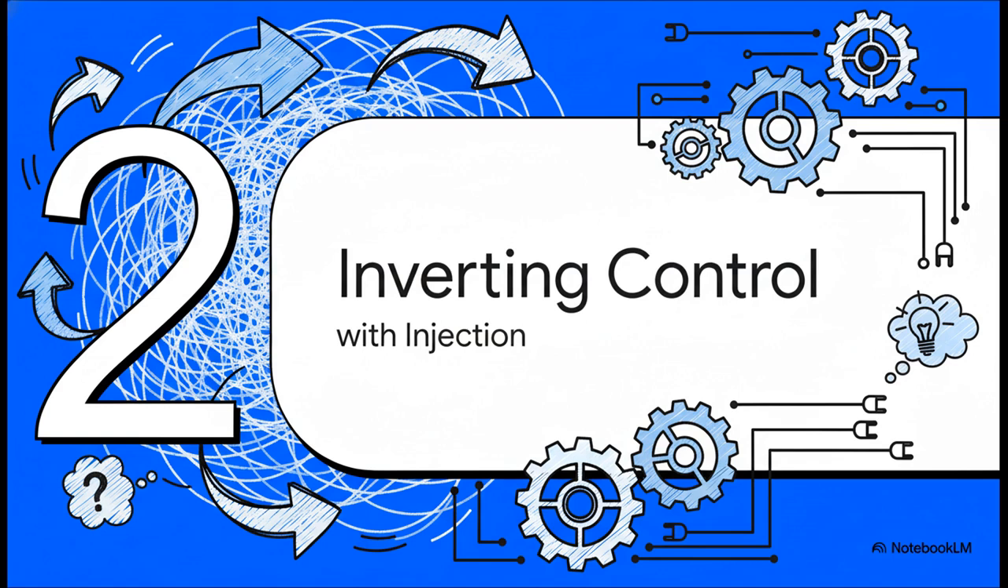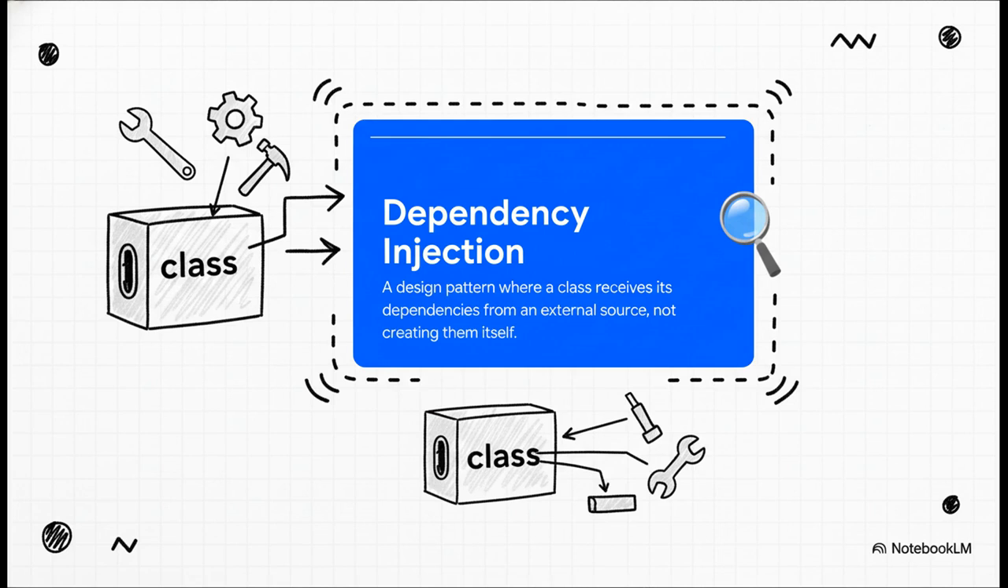And it all comes down to a really cool shift in thinking. It's called inversion of control. And the key to making that happen is something called dependency injection. Instead of having a class build all of its own tools from scratch, we're going to do something different. We're just going to give it the tools it needs to do its job. We'll hand them over from the outside.